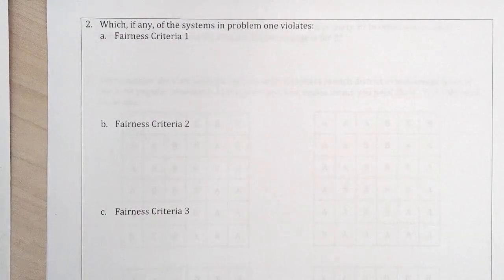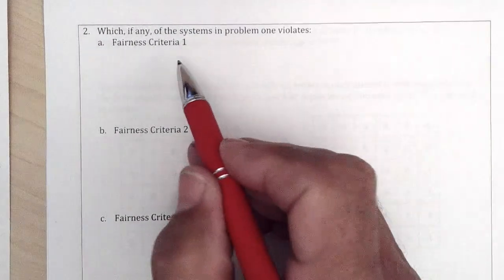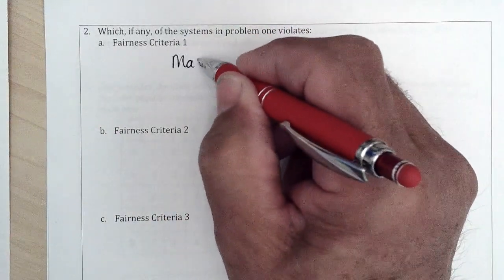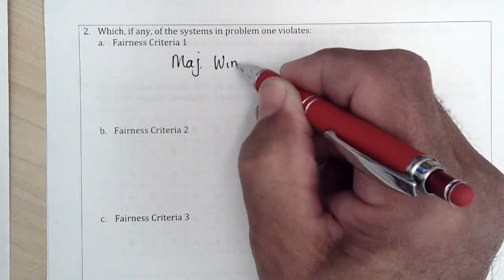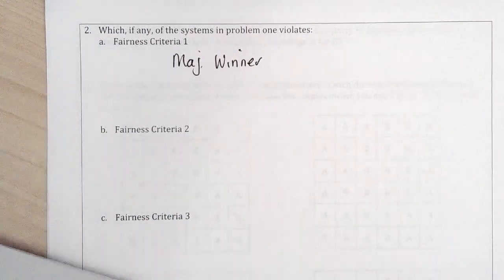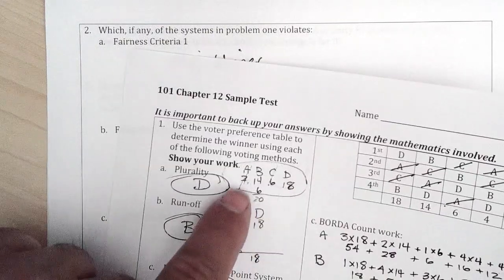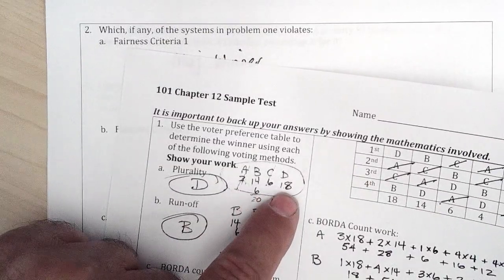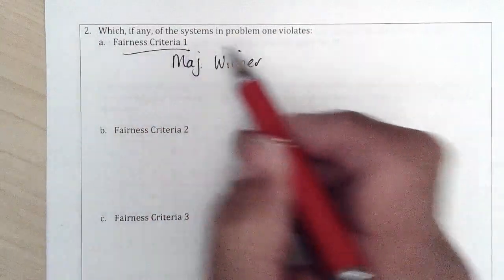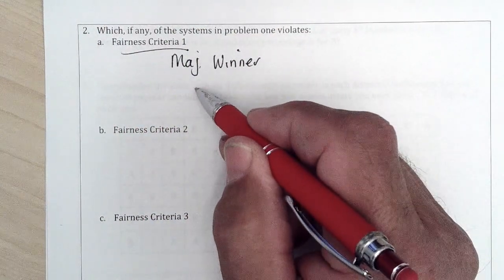Okay, so now we've got to look at the fairness criteria. Criterion 1 says if there's a majority winner, they should be the winner in all elections. So when we go to here, we see that no one had more than half of 45 votes. That would be 22.5. No one had over that. So fairness criterion 1 does not apply in any of these.